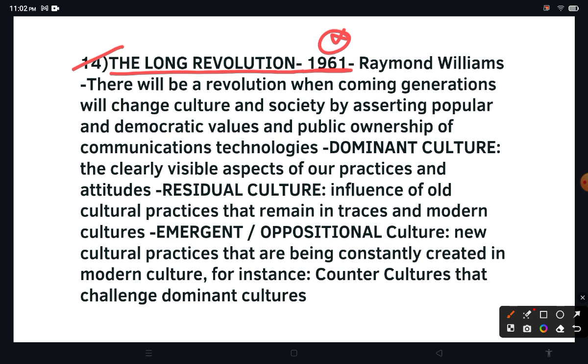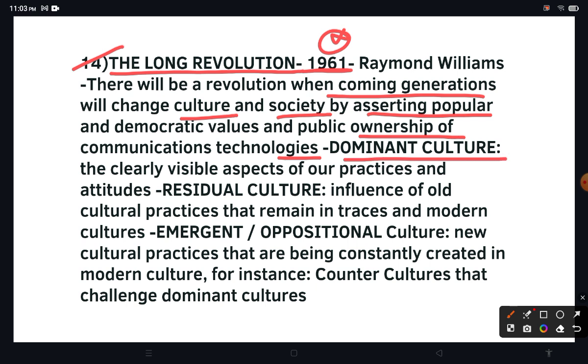Raymond Williams wrote that there will be a revolution when coming generations change culture and society by asserting popular culture, democratic values, and public ownership of communication technologies. So here he used three forms of culture. This is very important. Please note down that Raymond Williams said there will be a revolution when the coming generation changes culture and society by asserting popular and democratic values and public ownership.